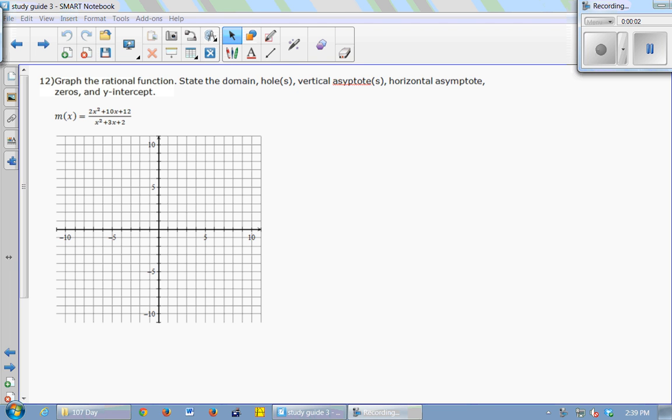To sketch the graph of a rational function, there are several key pieces of information that are going to help us graph it. Those include asymptotes, intercepts, and holes. All right, so let's start by simplifying this function as much as we can.